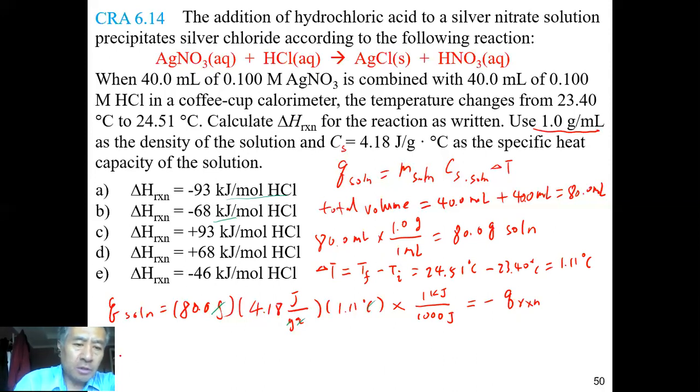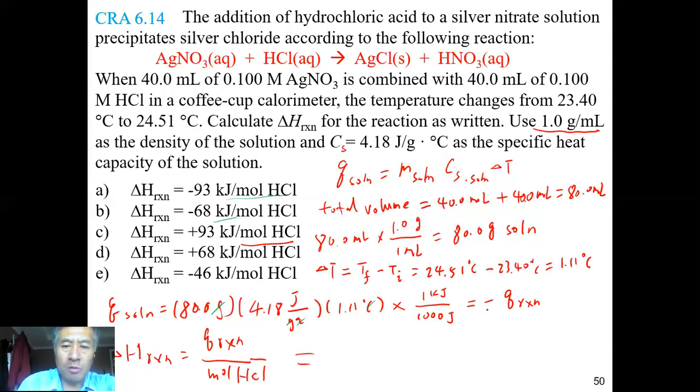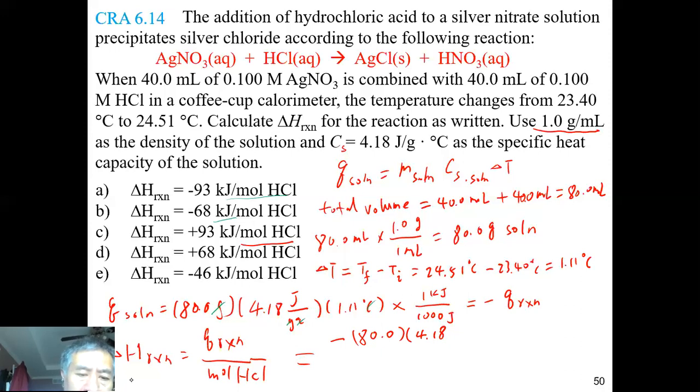Finally, you want to calculate delta H reaction. So delta H reaction equals Q reaction divided by moles of HCl. So we have those numbers multiplied and divided, equal to negative Q reaction. If you do it on your own, you can just multiply them out to get a number, but I did not do that before I started the recording. So I just keep writing all those numbers, and let me cross out the J, so J cancels out. We only have kJ as a unit, times 1.11, then finally divided by 1000.